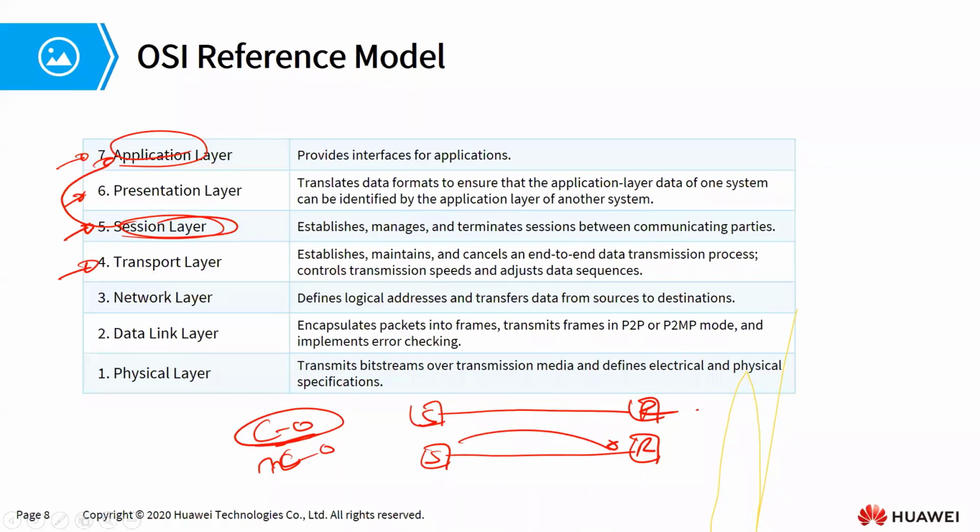Just below the transport layer, we have what we call the network layer. The role of the network layer is to define logical addresses that in this class we shall call IP addresses.